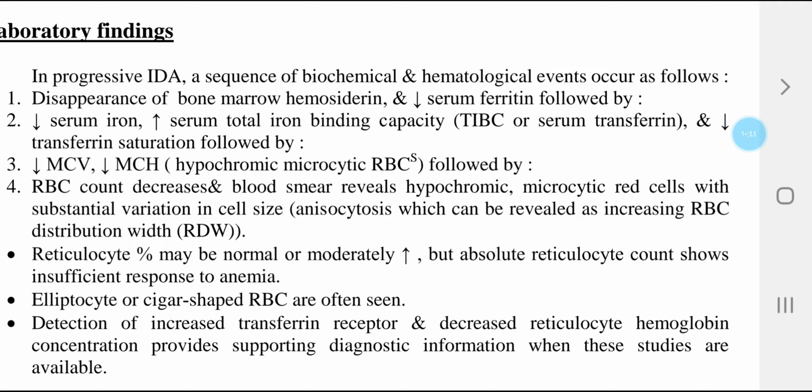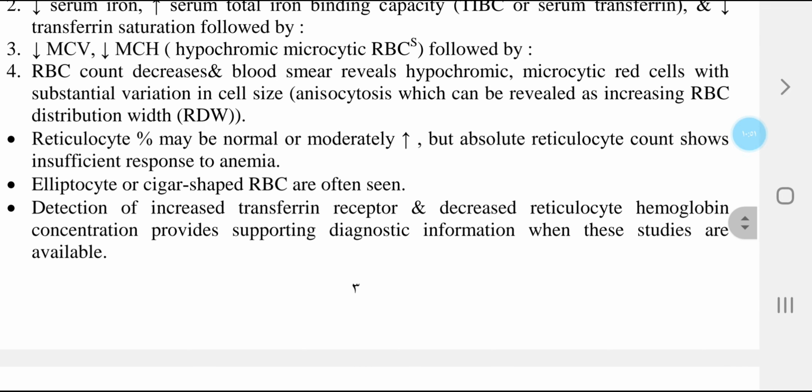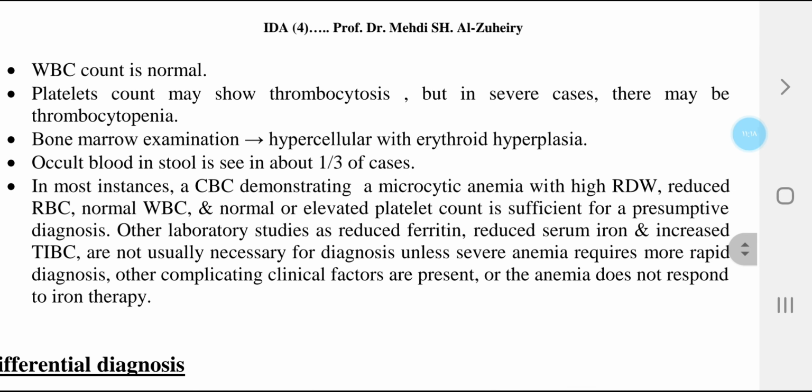The blood smear reveals hypochromic microcytic red cells with substantial variation in cell size, what we call anisocytosis, which can be revealed as increased RBC distribution width, RDW. Reticulocyte percent may be normal or moderately increased, but absolute reticulocyte count can show insufficient response to anemia. Elliptocytes or cigar-shaped RBCs are often seen. Detection of increased transferrin receptors and decreased reticulocyte hemoglobin concentration provides supporting diagnostic information when these studies are available. White blood cell count is normal.